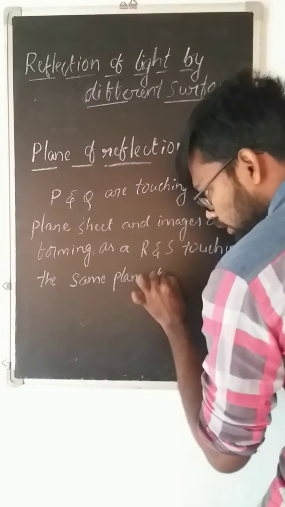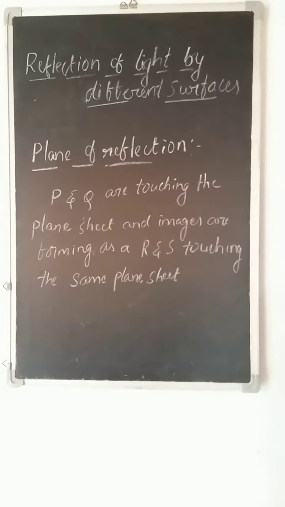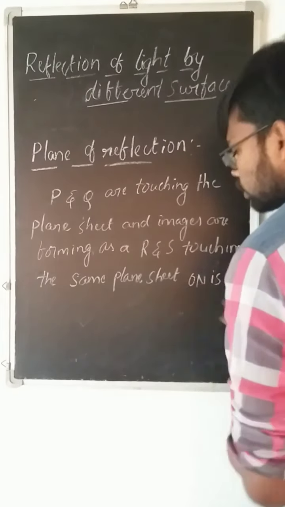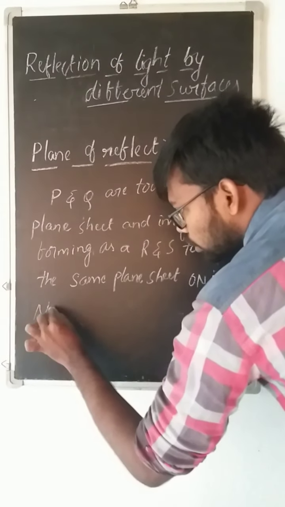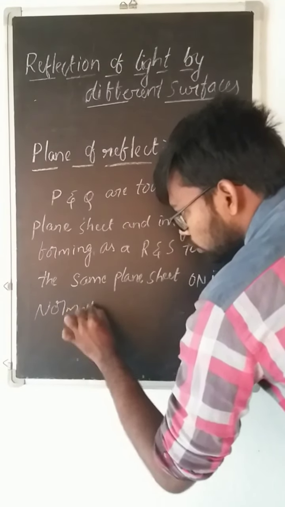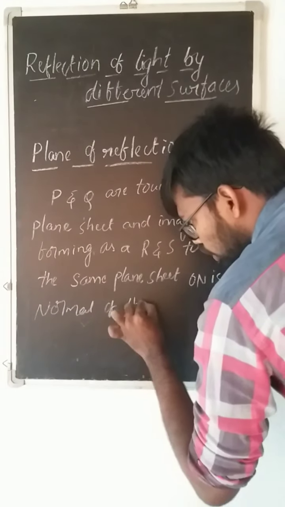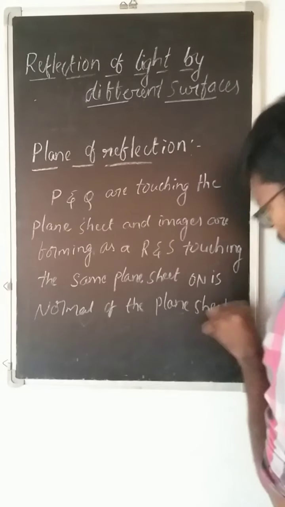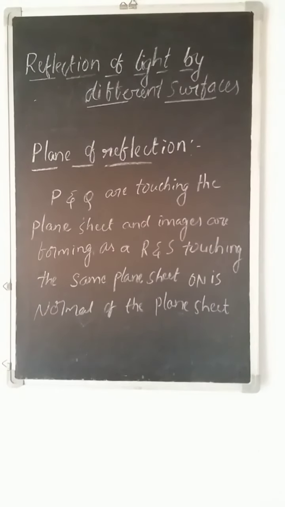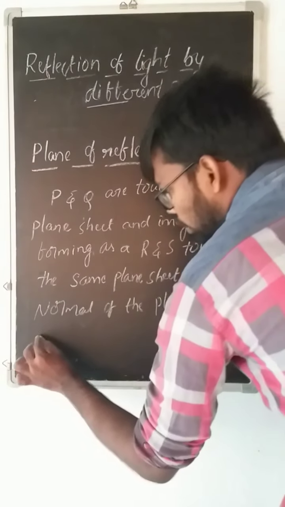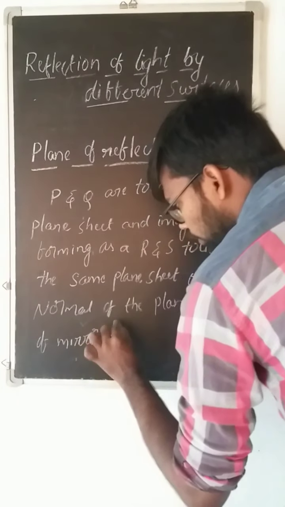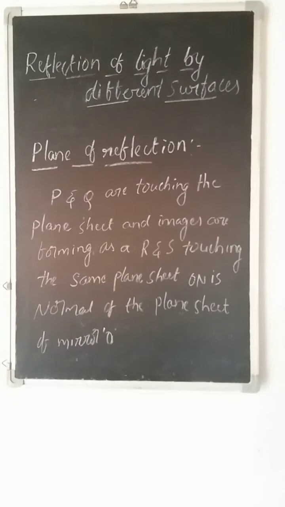Same plane sheet. Okay, now ON is the normal of the plane sheet of mirror O. This is about the angle of incidence.